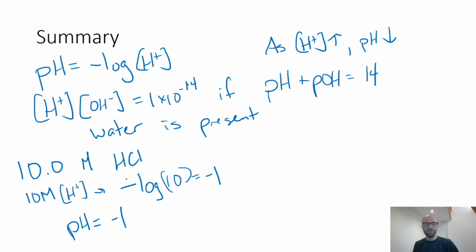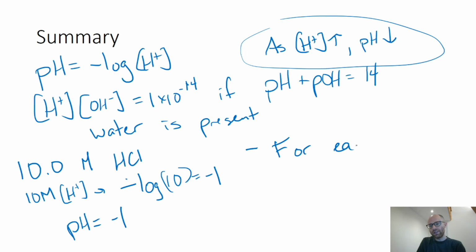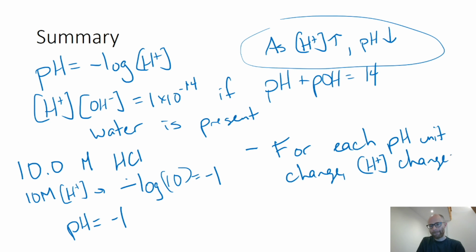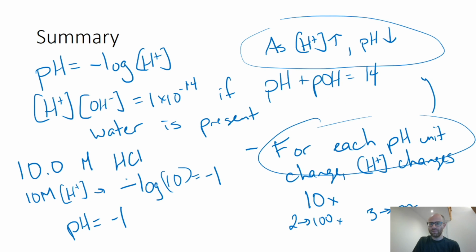It is possible to have negative pHs. It's possible to have pHs above 14. It just really needs really high concentrations of either acid or base. You could have a pH of negative 2, but that would be a 100 molar HCl solution, which can't happen. For each pH unit change, H plus changes 10 times. 2 becomes 100 times, 3 becomes 1,000 times. And I think I just wrote behind my own head. But if we combine this statement and this statement, we can kind of make statements about any solution.